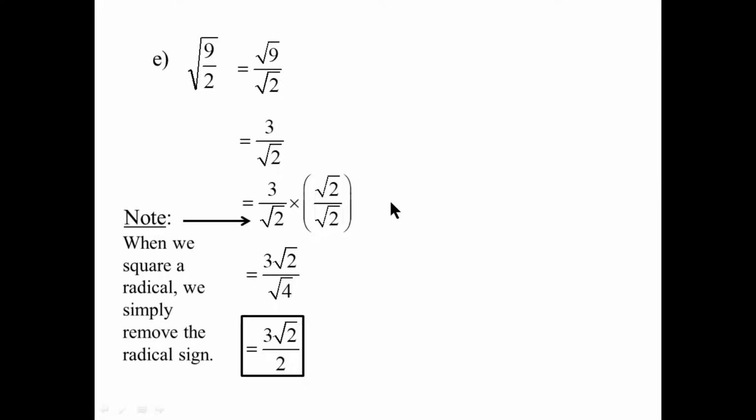And when you square a radical, you simply remove the radical sign. So when we went root 2 times root 2, it's just 2. Remember that, because it comes in handy.